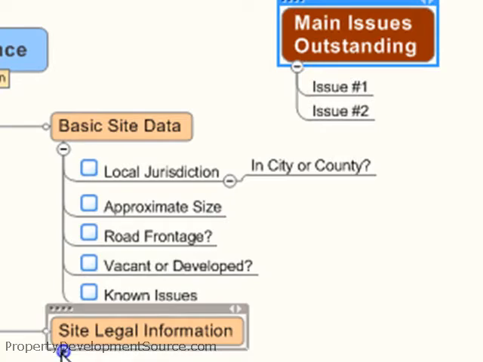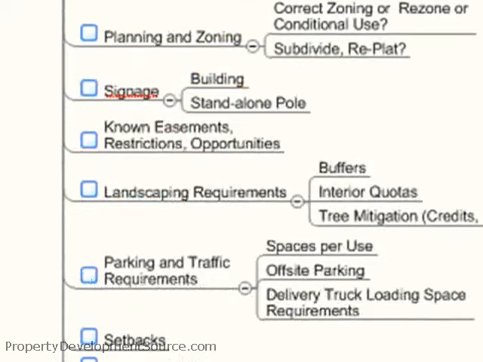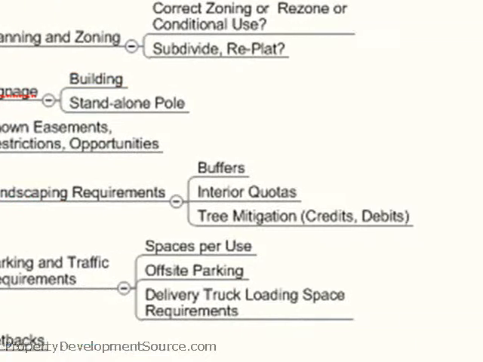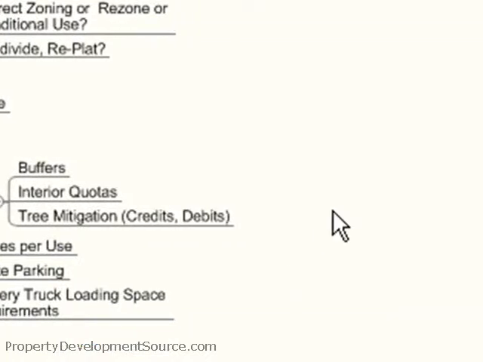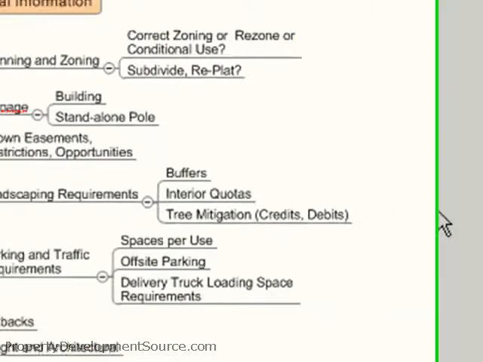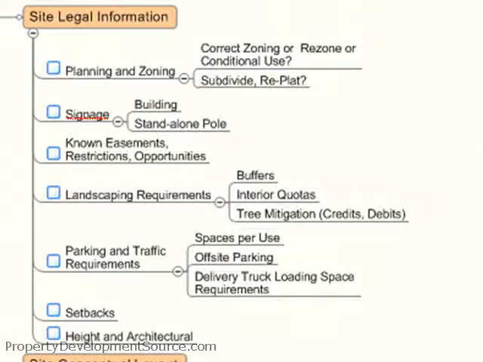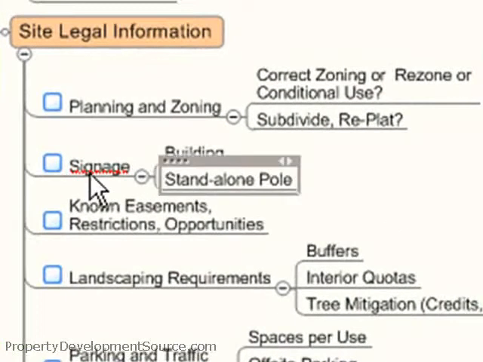I'll run right on to the legal information. These are the guidelines and codes that you have to meet when you're developing a property. So you're going to want to know what the zoning is, what the land use is. You're also going to want to look at signage. Even if it's a residential development, you're going to want to know what the signage issues are for, say, a monument sign for a subdivision and things like that.